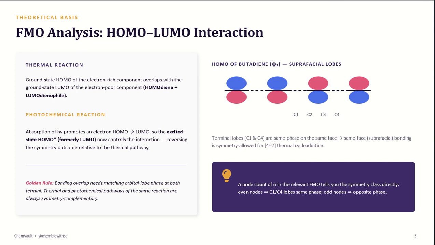There's on the same phase, which means suprafacial bonding is symmetry allowed here. And here's a shortcut towards remembering: just count the nodes in the relevant FMO. Even number of nodes means the terminal lobes are in phase. Odd number of nodes means they are out of phase. This one trick will save you a lot of time in the exam.